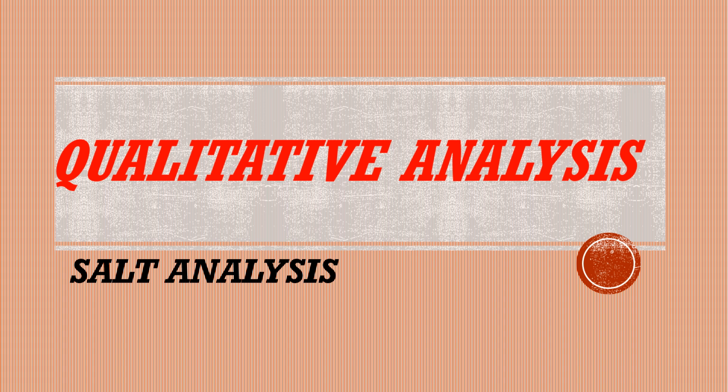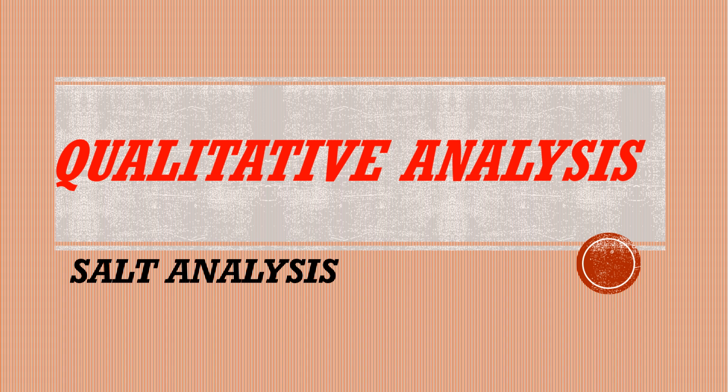Dear students, this presentation is specifically for qualitative analysis. Salt analysis, we are going to start for class 11th. As we all know, salt has two components, cation and anion. Anions are called acidic radicals and cations are called basic radicals.